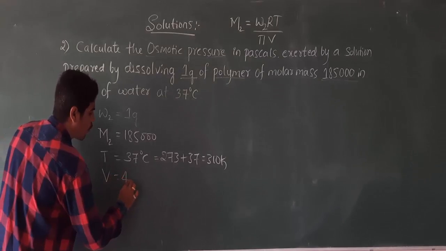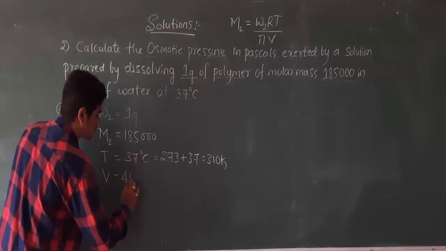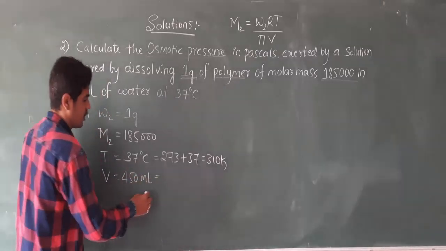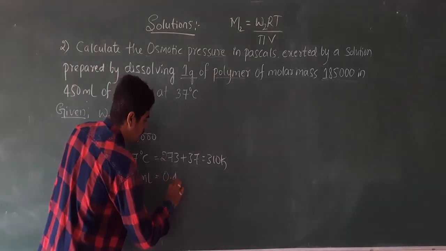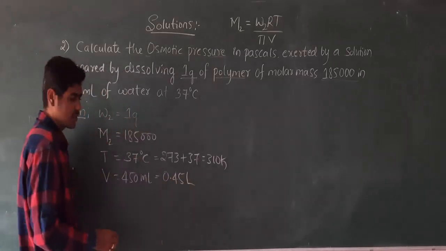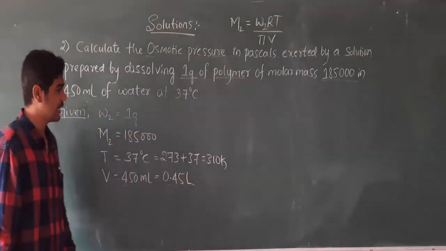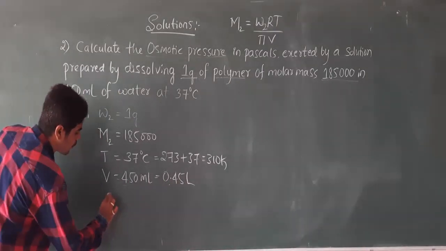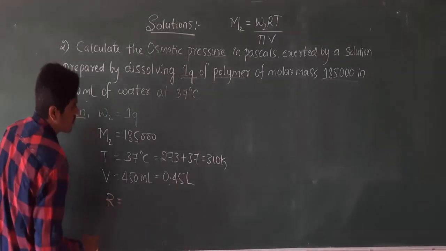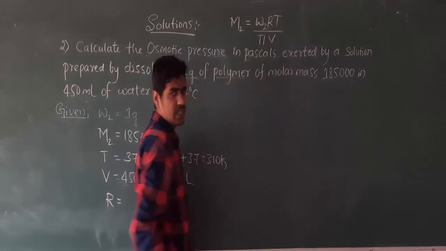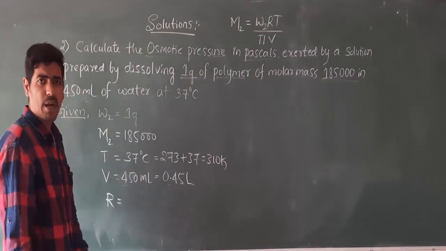Volume is 450 ml. So convert this to liters. How much will you get? 0.45 liter. Simply divide it by 1000. You will get 0.45 liters. And what is the value of R? Here they have asked you to calculate the osmotic pressure in pascals.